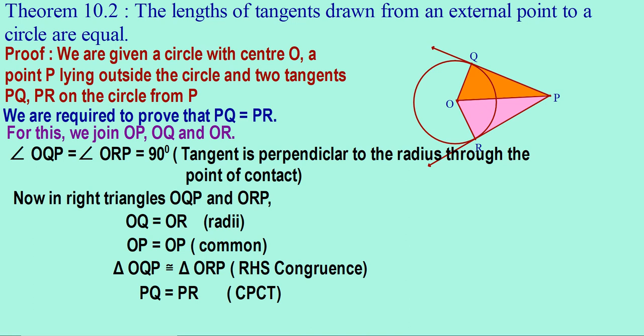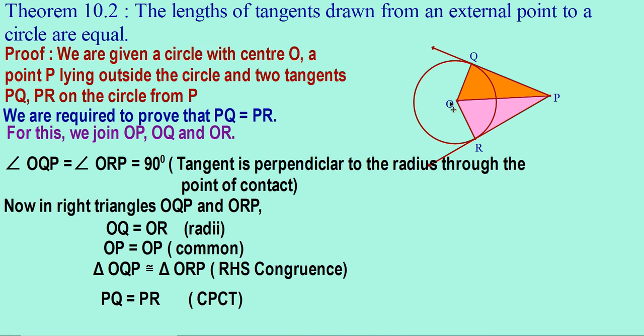So first we took the circle with the center O, and PQ and PR are the tangents. Next we have to prove PQ is equal to PR. For that we join OQ, OR and OP. Now these two angles OQP and ORP are right angles because tangent is perpendicular to the radius. Now in these two right triangles OQP and ORP, OQ is equal to OR, radii, OP is equal to OP, common. Therefore triangle OQP and triangle ORP are congruent by RHS. Therefore PQ is equal to PR by corresponding parts of congruent triangles.